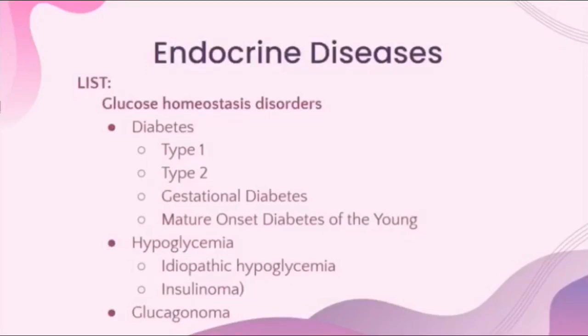For glucose homeostasis disorders, we have diabetes, in which the body's ability to produce or respond to the hormone insulin is impaired: type 1, type 2, gestational diabetes, and maturity onset diabetes of the young. There's also hypoglycemia, deficiency of glucose in the bloodstream, idiopathic hypoglycemia, and insulinoma. Glucagonoma is another glucose homeostasis disorder, which is a tumor of pancreatic alpha cells leading to the overproduction of the hormone glucagon.